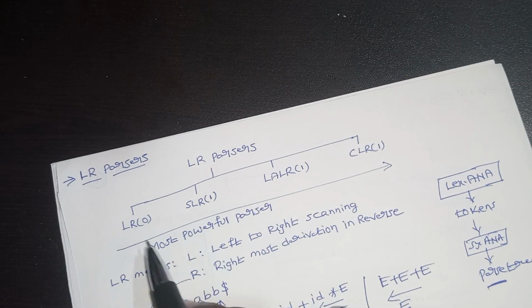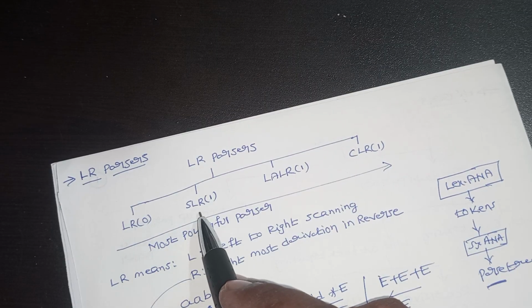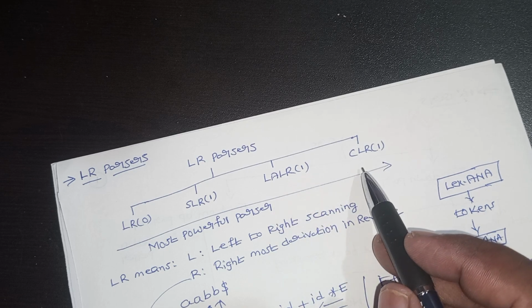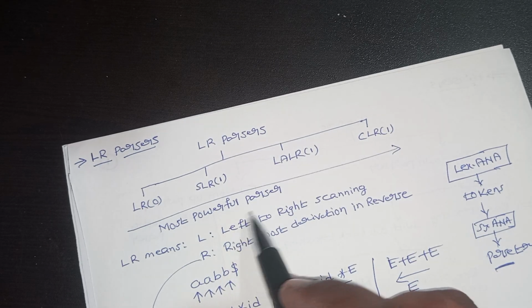Compared to the LR(0) parser, this is powerful. Compared to this, the next is most powerful. Compared to this, the next is most powerful. That is why these are called the most powerful parsers.